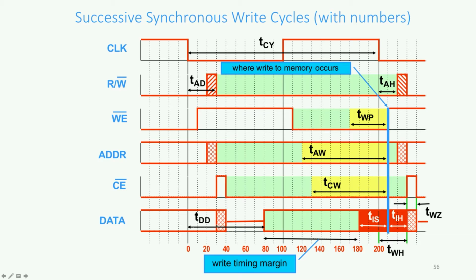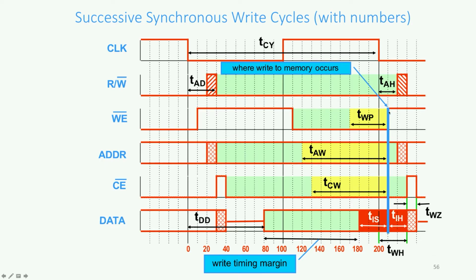Okay, the data becomes valid after TDD no matter what. And so all we have to make sure for writes is that these minimum times for TWP, TAW, and TCW aren't violated, okay, which is clearly obvious from this diagram. You've got lots of room here. Also important is that the CPU isn't violating the setup and hold time for the SRAM.